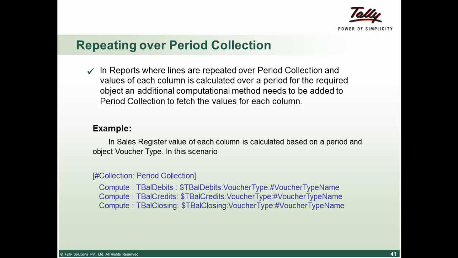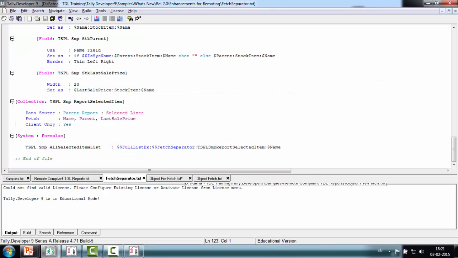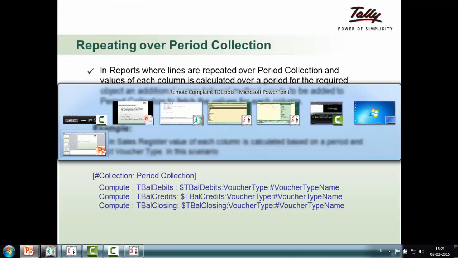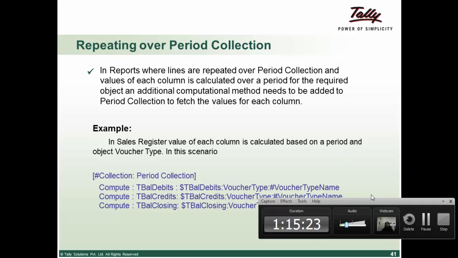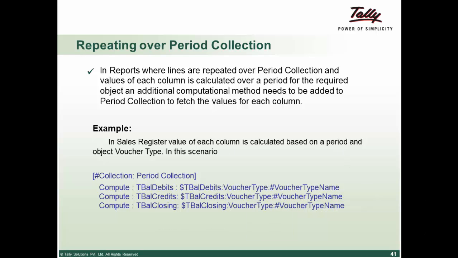Again, by default, the repeated lines over a period collection can be done, and you can modify this period collection and compute whatever values you want. Rather than calling it separately in that period collection, compute it within the same collection, so that the number of calls that we have to send here reduces.